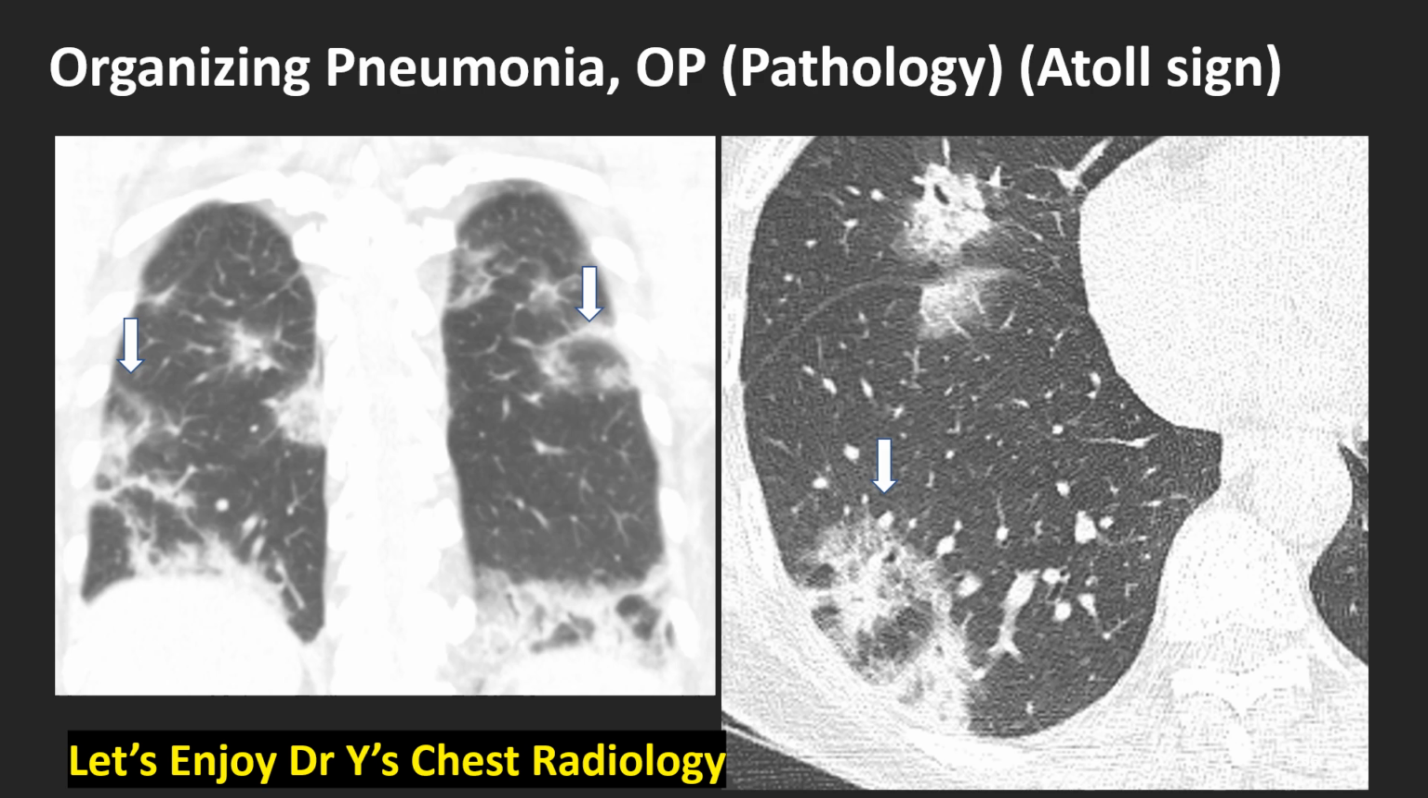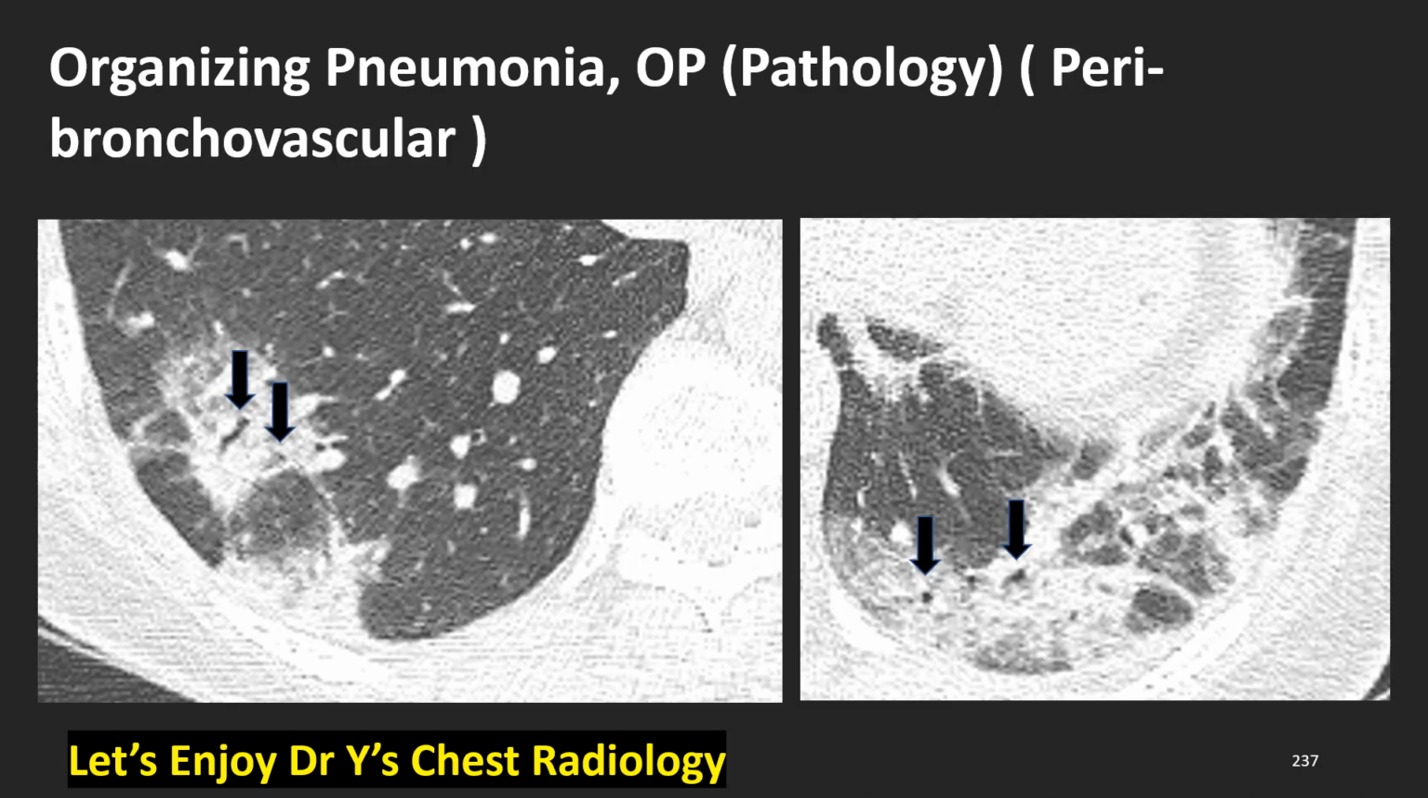Organizing pneumonia, pathology, atoll sign. The arrows in the coronal and axial CT images show the atoll sign of organizing pneumonia. Organizing pneumonia, pathology, peribronchovascular. Black arrows indicate the peribronchovascular distribution in an organizing pneumonia patient.